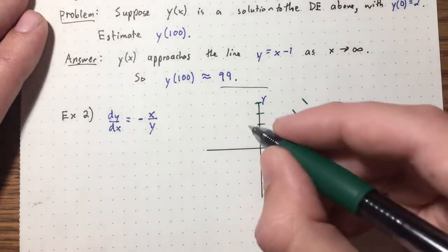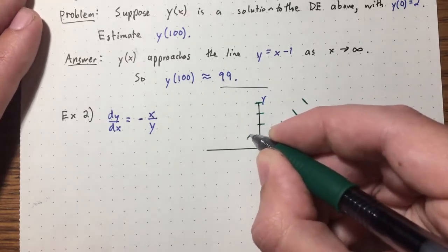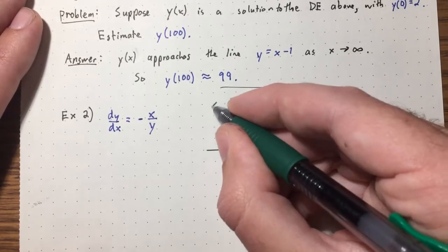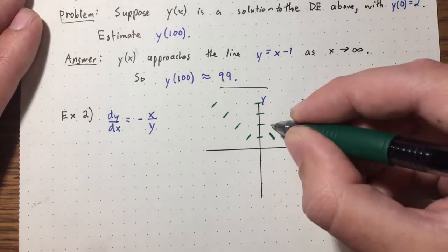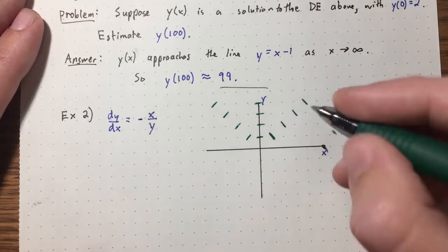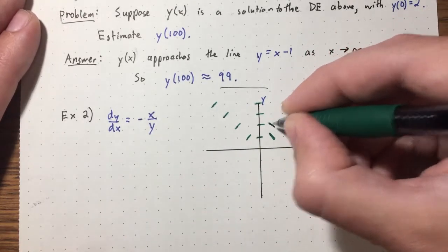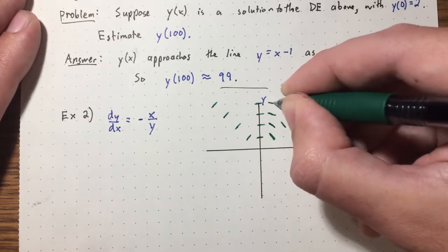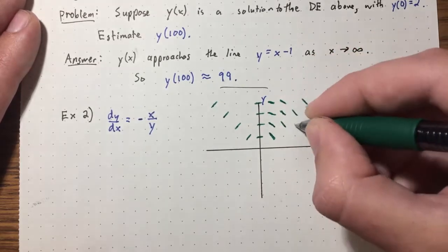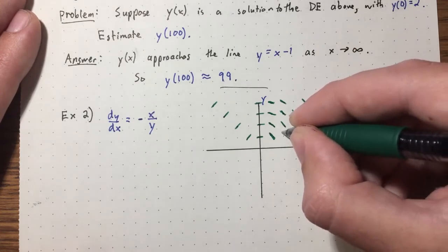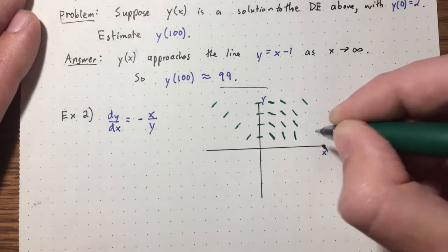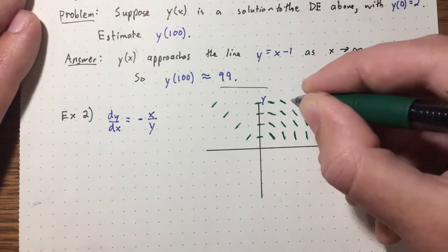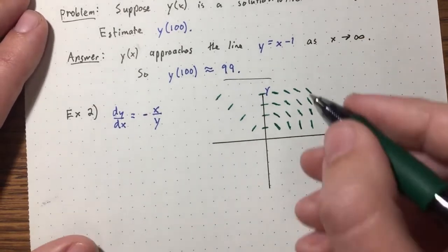I'm going to start putting in a lot of line segments. We have some going like this. At 1, 2, we've got negative a half. Also negative a half here. We have negative a third. So I'm just going to start drawing in a lot of line segments. You can see sort of an interesting slope field appearing here.